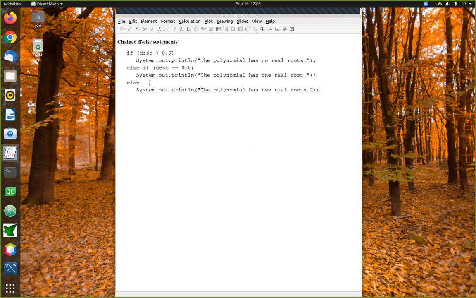This is the case you fall into if neither of these two questions has an answer of yes. If the answer to neither of these two questions is yes, that means we're on the default case. In this case, the default case says that the discriminant is positive, and for that, we don't need to ask a third question. We can just have the default case sitting at the end.